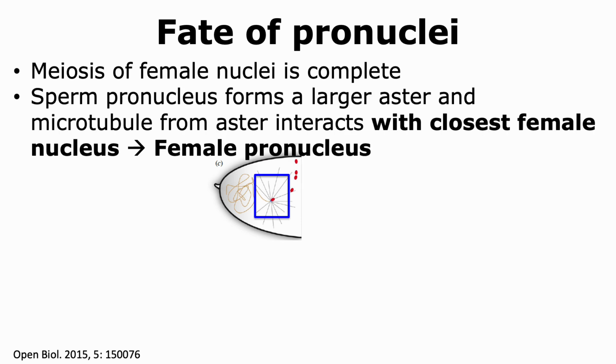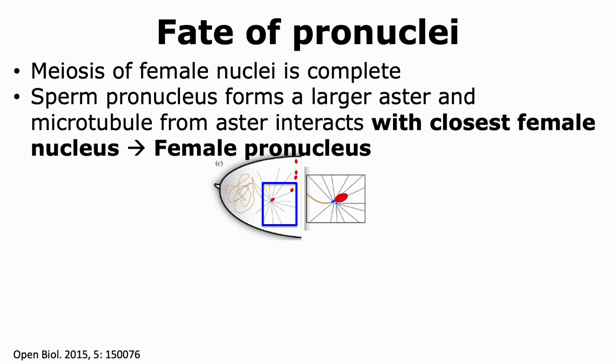Now, the sperm pronucleus, as we saw in the previous slide, forms an aster where we can see the microtubules that are being made around the centrioles. Now, this aster becomes larger in size, which is what is shown in the figure to the right, and the microtubules from this aster can interact with the female nuclei that have been formed.